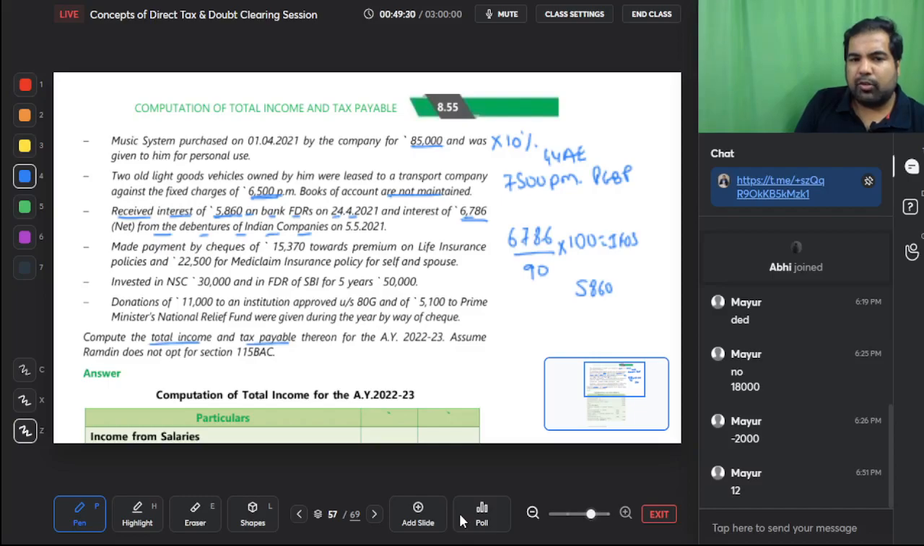He made payment by check of 15,370 towards premium of life insurance for self and spouse. So both, this will be 80C and this is 80D. Invested in NSC, FDR, donation to an institution approved under 80G. Guys, institution approved under 80G means this is the fourth category, so we'll have to solve everything and then you have to solve 80G. And Prime Minister's National Relief Fund is the first category, but because we have the fourth category, we'll have to solve everything to find out ATI.